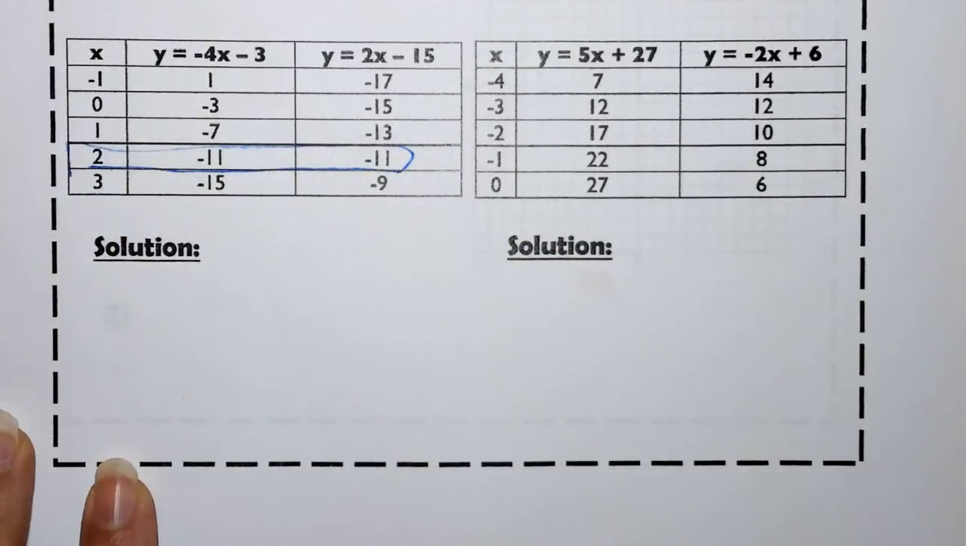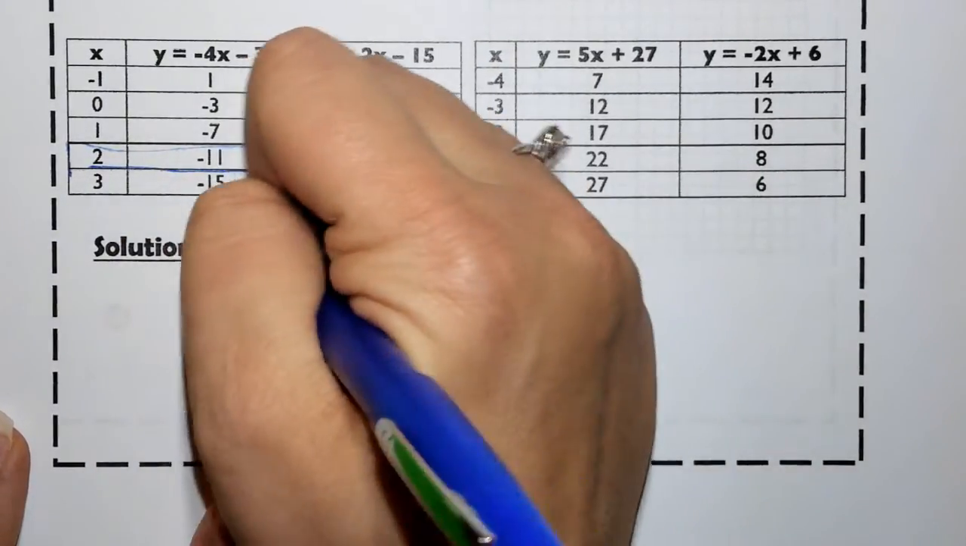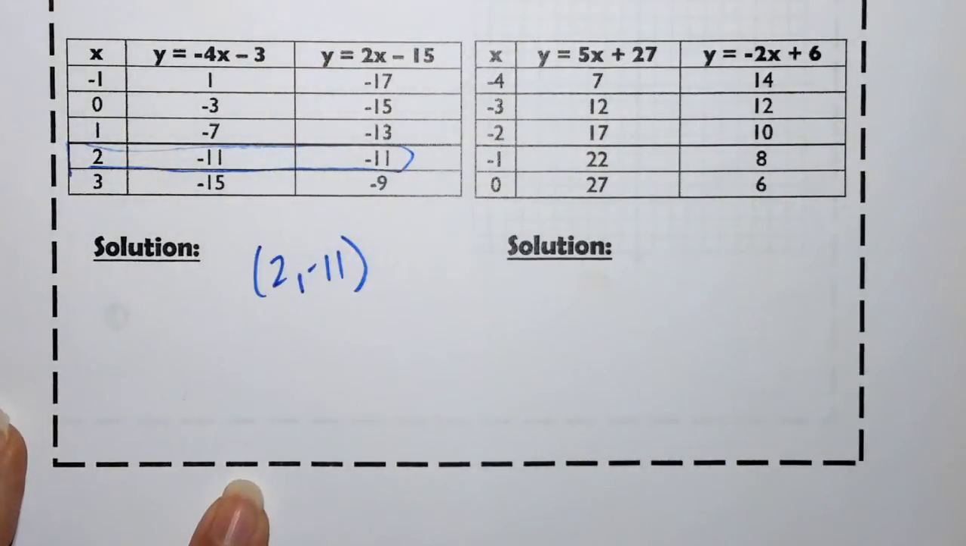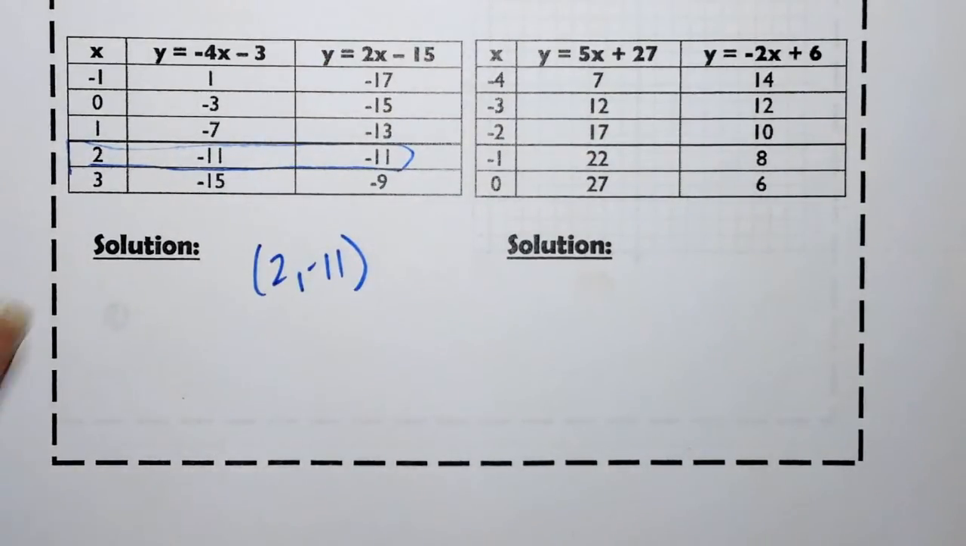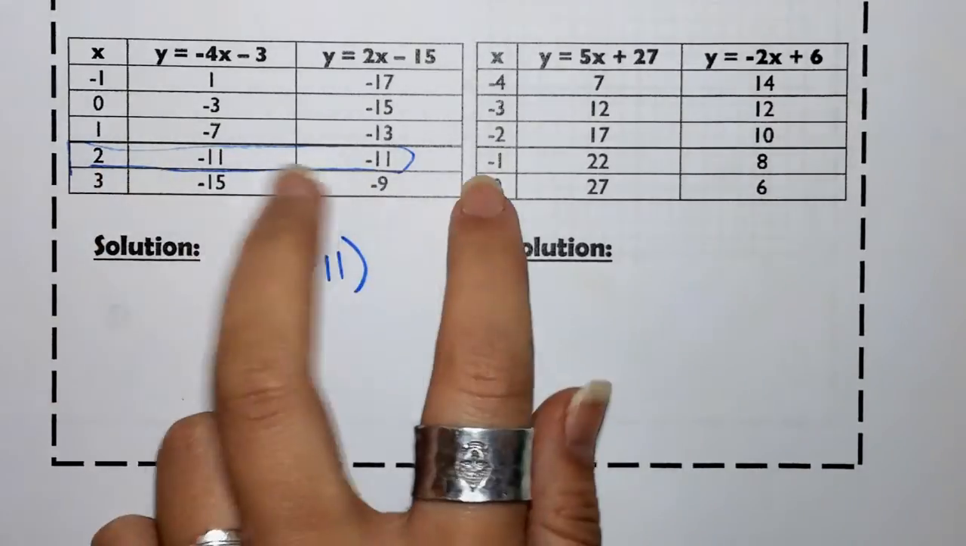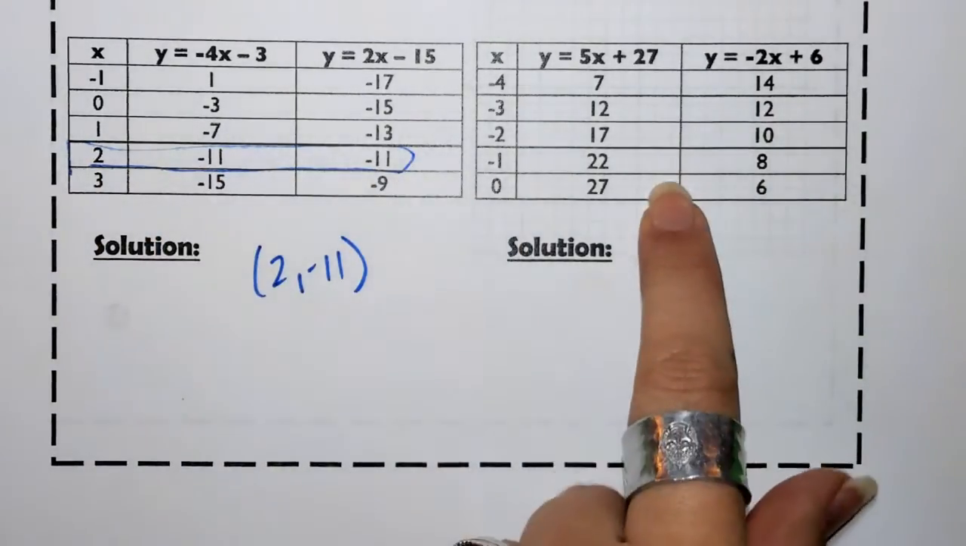So what would the coordinate be? 2, negative 11. Awesome. So you take the x value, and then you see where the y's are the same. All right, what about this one?